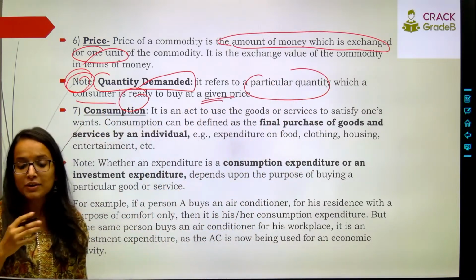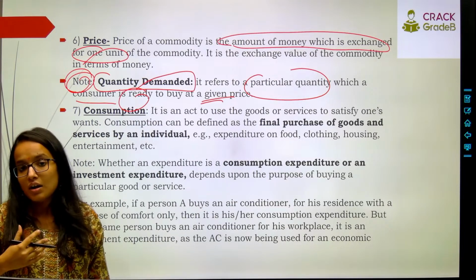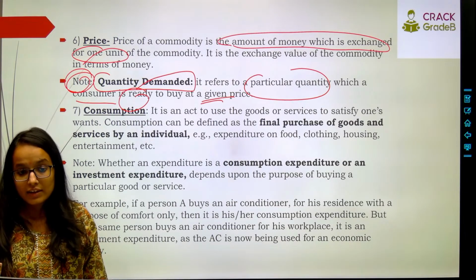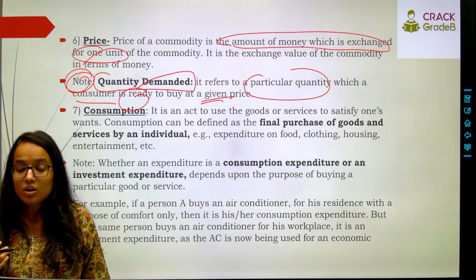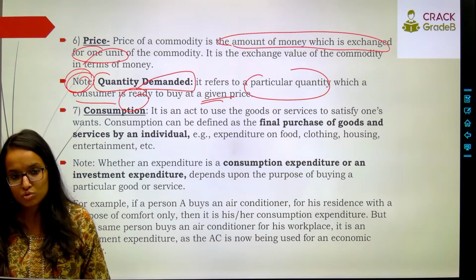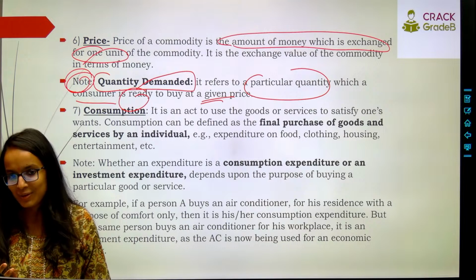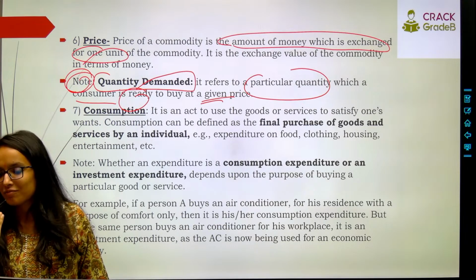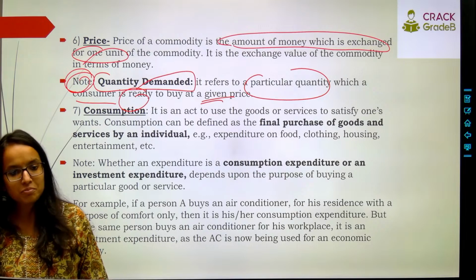For example, if I offer you that for 100 rupees I'll give you 2 apples. Now, second situation, I offer you that for 200 rupees I'll give you 2 apples. So your quantity demanded will fall. Why would you purchase 2 apples for 200 rupees? Right.